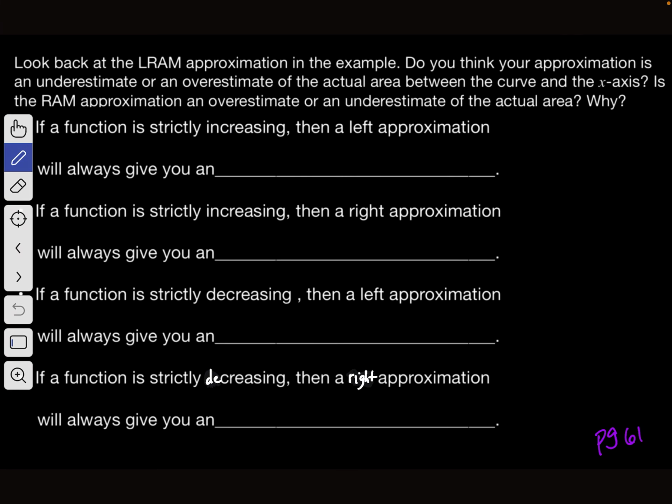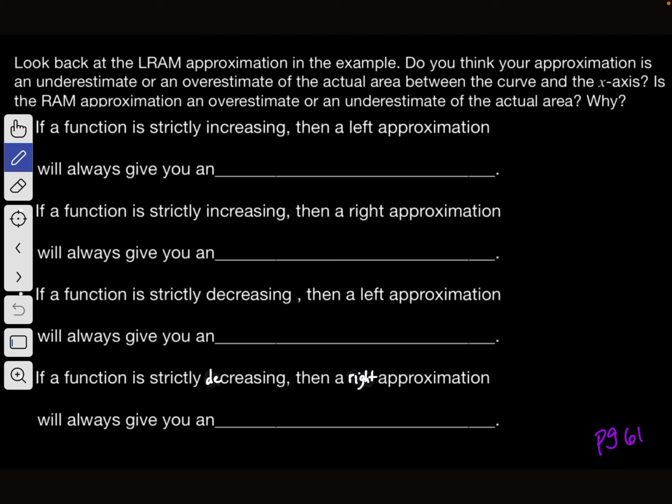Okay, so looking back at the LRAM approximation in the examples, do you think your approximation is an under or overestimate of the actual area between the curve and the x-axis? Is the RRAM approximation an over or underestimate of the actual area, and why?